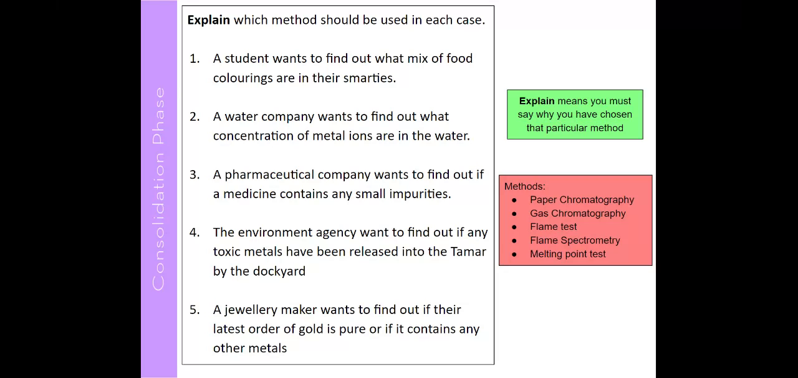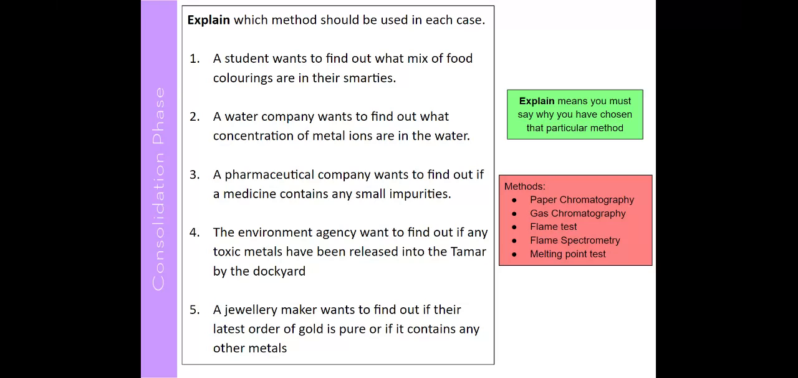And so the methods you can choose from are in the red box, so you can have paper chromatography, gas chromatography, flame tests, flame spectroscopy, or the melting point. Now remember, we looked at the melting point really early on in this topic in terms of pure substances, because remember, pure substances should have a fixed melting point.